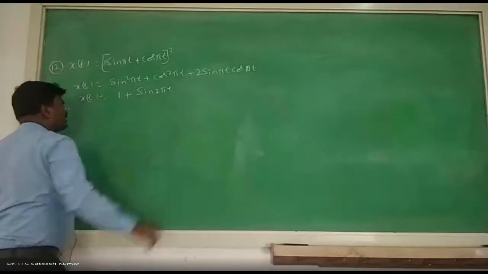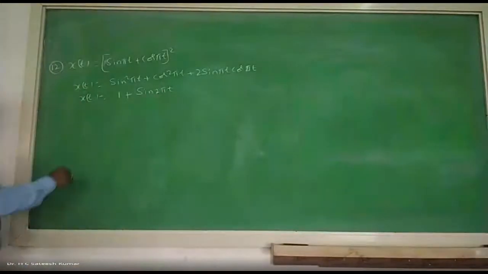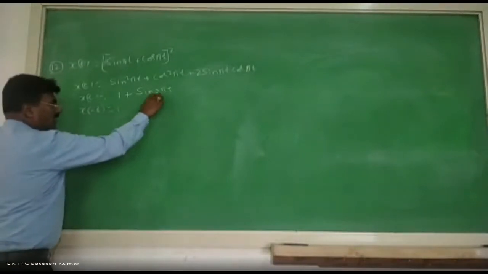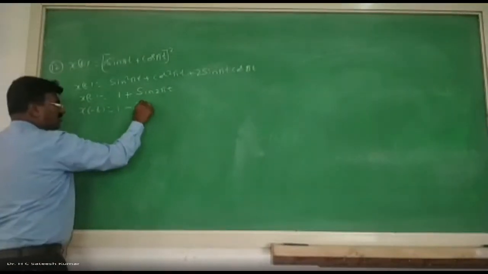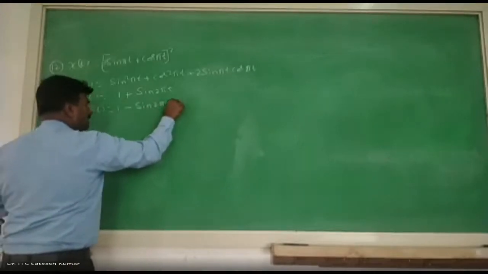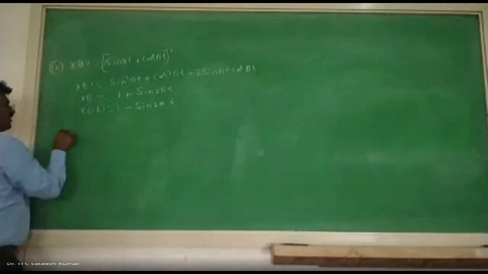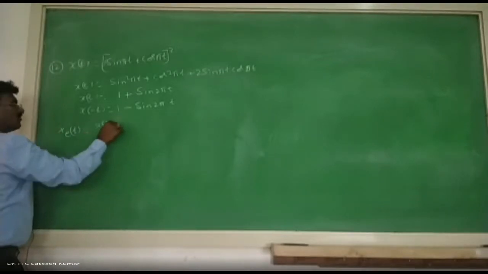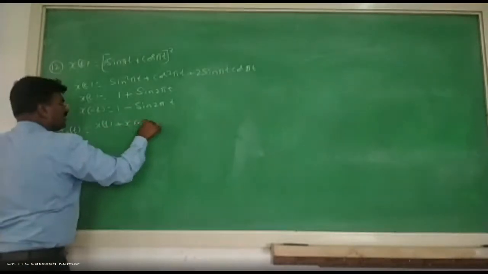Okay, this is your signal now. Now you find out x of minus t. x of minus t is equal to what? Sine of minus theta is minus sine theta, so minus sine 2 pi t. Add these two. xe of t is equal to x of t plus x of minus t divided by 2.